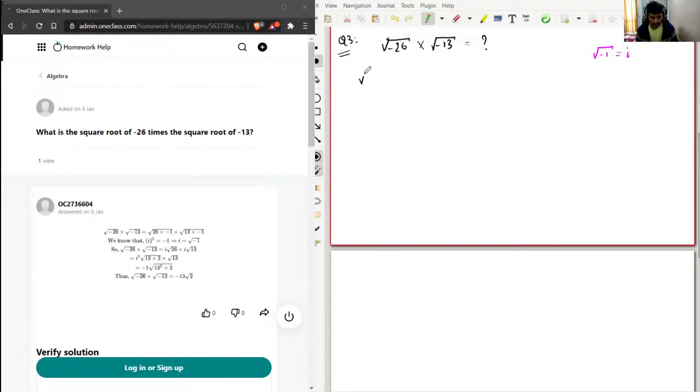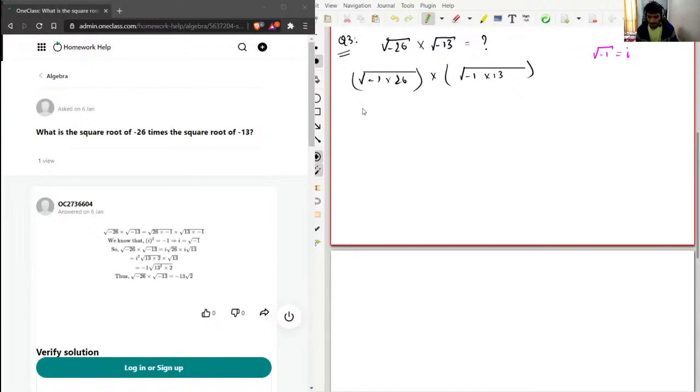Now I will write -1 times 26 for the first one, and for the second one also, I'll just write -1 times 13. So basically I'm just separating the -1 term from the original number, so that the number inside the square root becomes a real number and we can go for prime factorization.